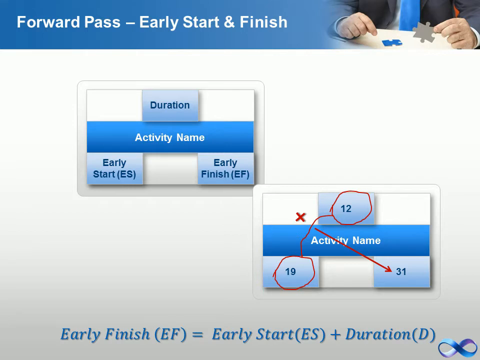The second element added to a precedence diagram for the forward pass is the early time boxes. The early time boxes are placed within the activity node. These early time boxes refer to the early start and early finish of each activity. Early start, ES, is the earliest possible point in time on which a task can start. Early finish, EF, is the earliest possible point in time on which a task can finish.